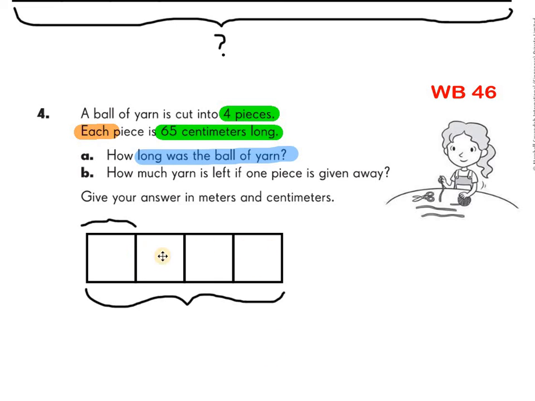Now I want you to see what you can do to fill out the bar model to solve the first step. And it's marked there with the letter A. All right, work on the first step. I know that each piece is 65 centimeters long, so each square is going to be a 65. So there's the 1, 2, 3, 4. Okay, I want you to finish step A on your own and then try step B. And remember what we're looking for? How much yarn is left if one piece is given away. I want you to try to finish it.